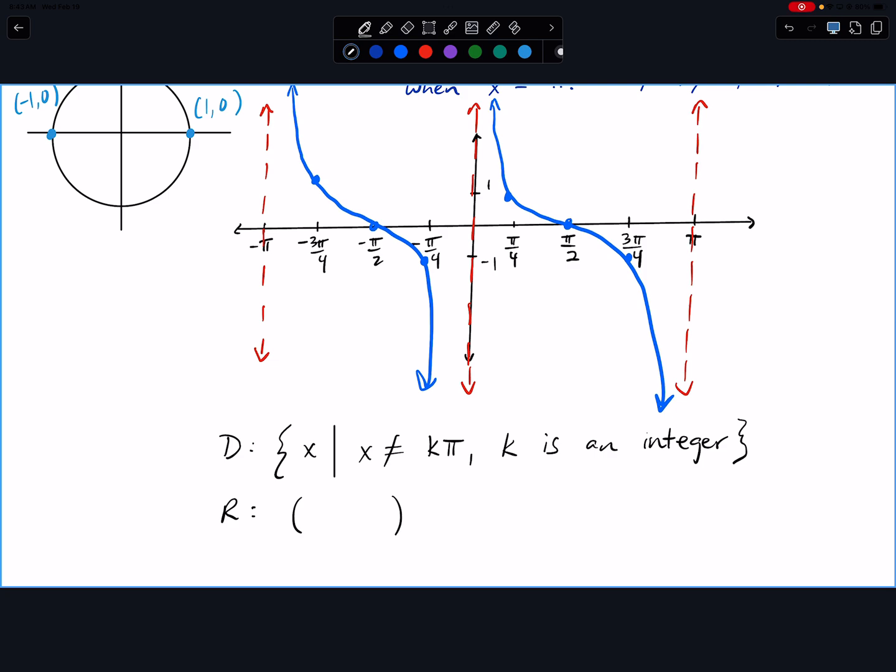All right, range. Still all the numbers.